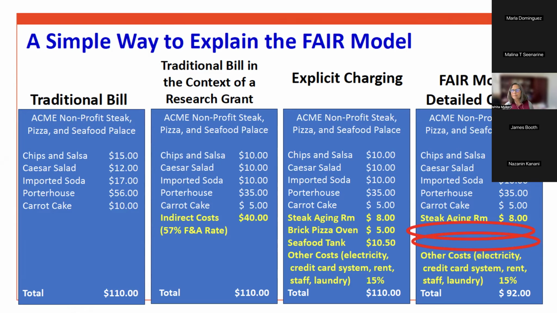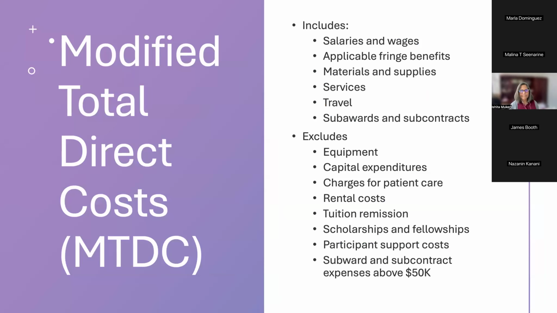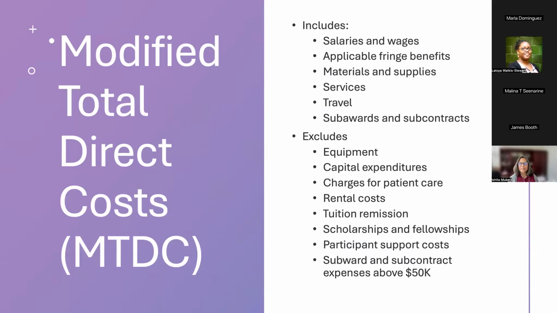I see Marla has a question. Do you want to go ahead, Marla? Sorry, I just want to go back to the subaward 50K. Are we implementing that? Because I know we usually do 25K. With the updated CFR, it's the expenses above 50K. Maybe Latoya can comment on that. I'll just say that's what I saw on the NSF website. Latoya, maybe you can shed some light.